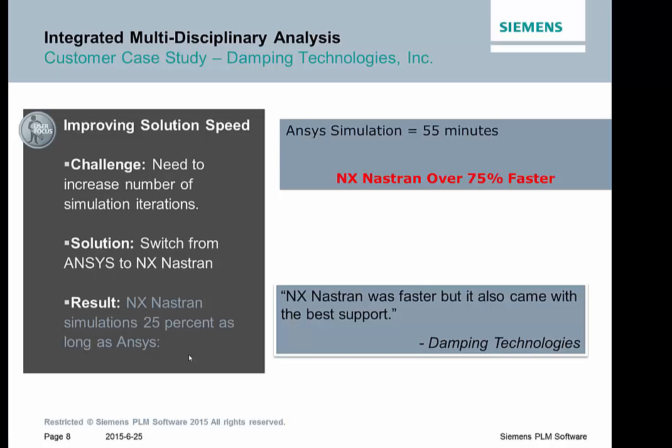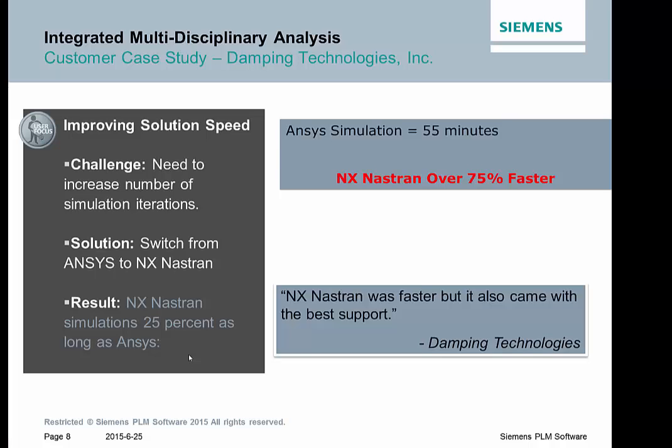Improving solution speed would enable them to increase the number of simulation iterations that they would be able to do, which will reduce the time to market. It will also reduce the number of prototypes that they need if they can successfully have more simulation iterations performed. The potential solution they were looking at was switching from the ANSYS solver to NX Nastran, and what they found was that the Nastran simulations took 25% of the amount of time that the ANSYS simulations did on the same model. So our solver, NX Nastran, can greatly reduce your overall simulation time, especially if you're dealing with large models, which many customers are.